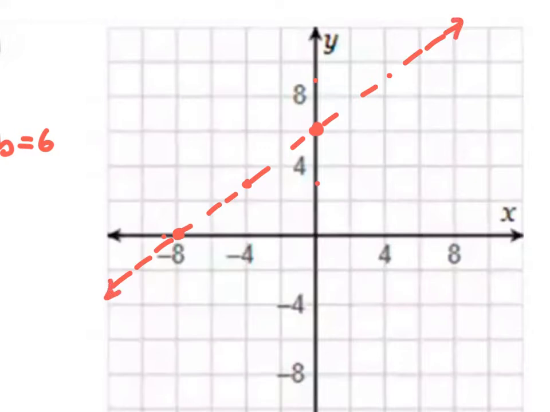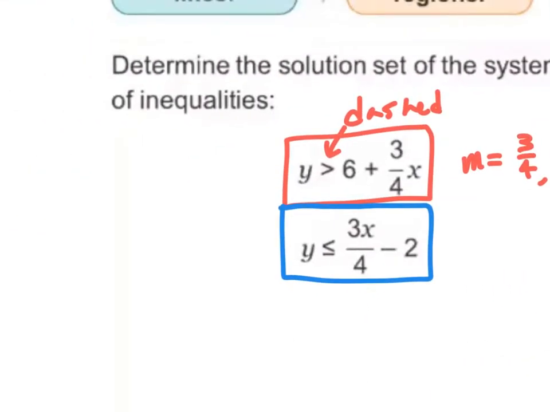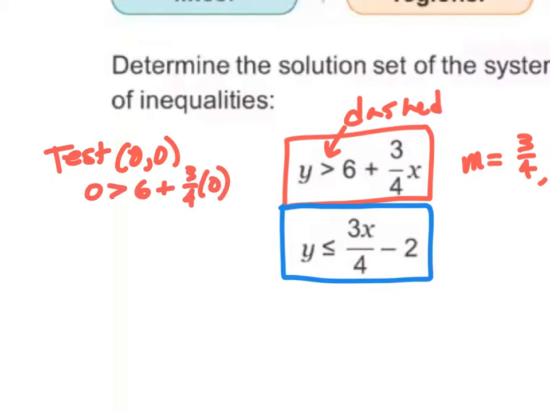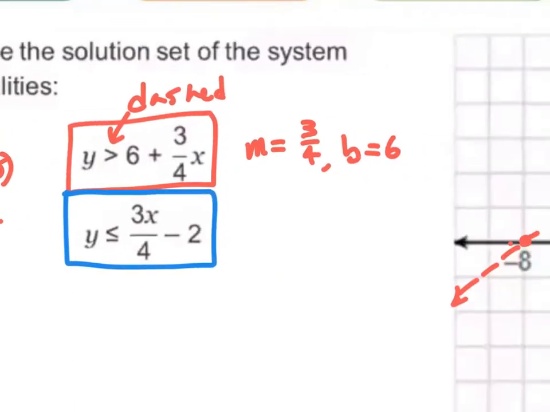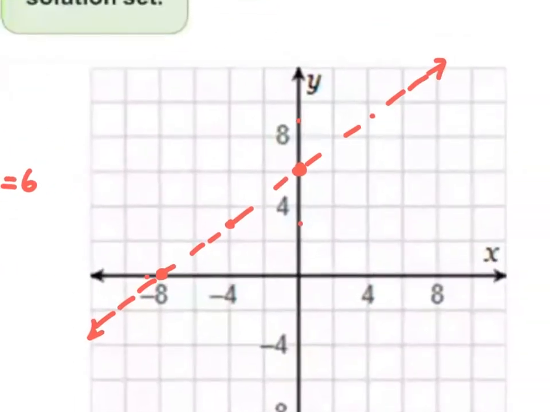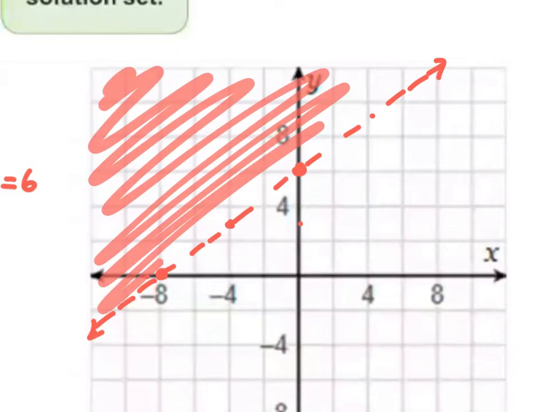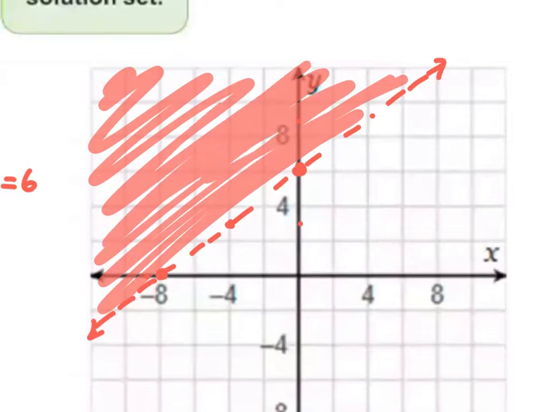There's that line, and then we want to test a point. I'm going to test the point 0, 0. And we get that 0 is greater than 6 plus 3/4 times 0. This part just turns to 0, so you get that 0 is greater than 6, and this is a false statement. Because that's a false statement, I'm going to shade in the opposite direction. So I'm going to shade up here. That is the area that does not contain the point 0, 0.